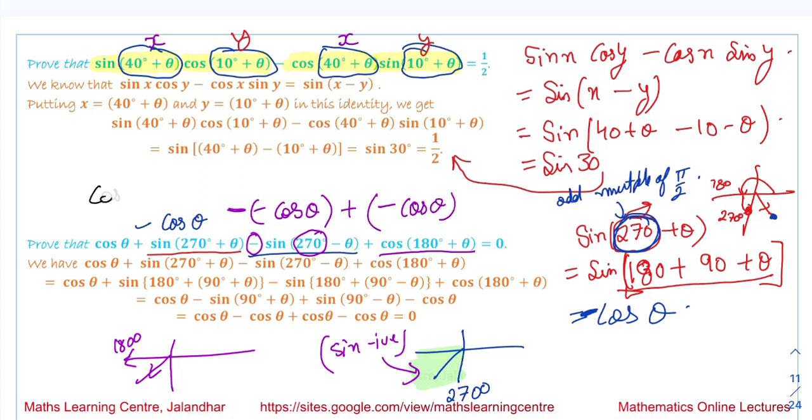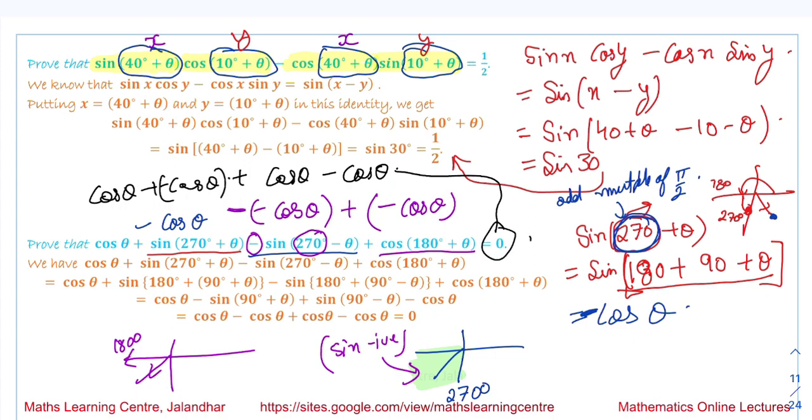So what we are left with is, it is cos theta, next value plus cos theta, this is minus sine over here, so we get, it is minus of cos theta, next will become plus cos theta, and last is minus cos theta. So all these values get cancelled, and the final answer we obtain, it is equal to 0.